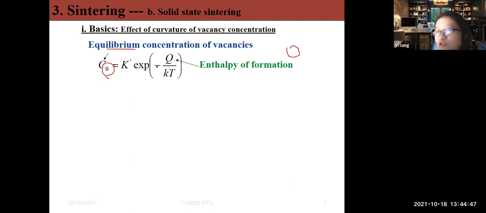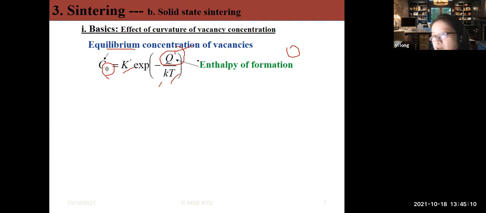So why do we talk about shape all the time? Because syntony is about what? Syntony is always about two particles with a radius. When they come together, how atoms move, right? Okay, so this signal is equal to K prime exponential, this is enthalpy of formation, and KT. All these are constant. Everywhere is constant. So this one is without shape.